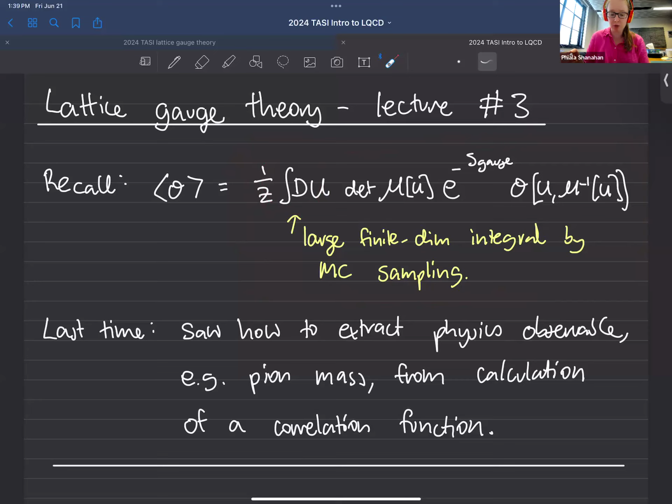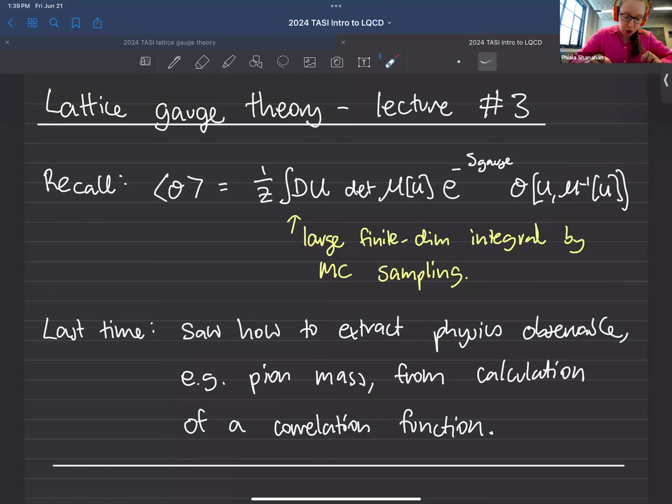We've integrated out the fermion fields exactly, and they appear here as this fermion determinant, which is hanging out in the weighting of each gauge field u, and as fermion propagators that we saw how to contract into correlation functions. So last time we saw an example of that, how you can extract some physics observable. For example, the pion mass was what we looked at in detail by calculating a correlation function. In that point, it was a 2-point correlation function. And we saw how the Euclidean time dependence of that 2-point correlation function lets us extract the pion mass from a statistical analysis. We also saw how you actually compute that 2-point correlation function by contracting quark propagators.